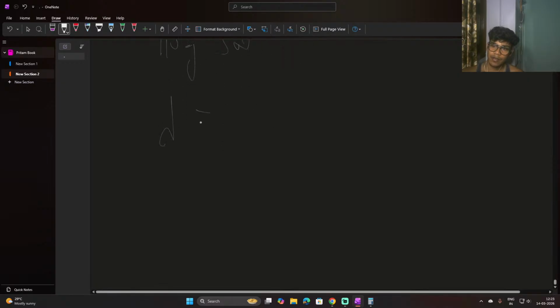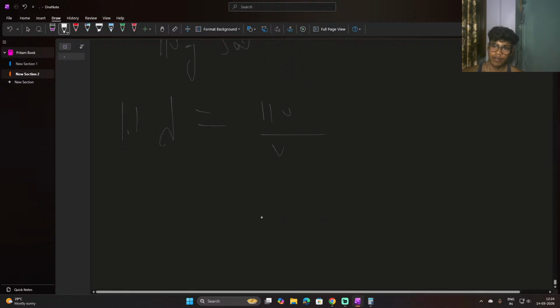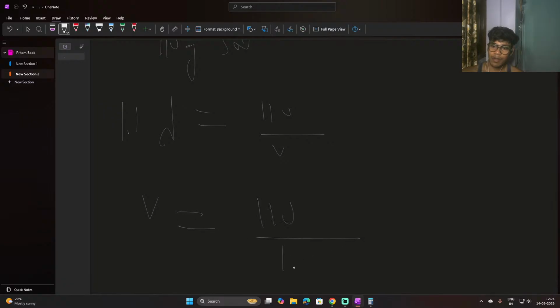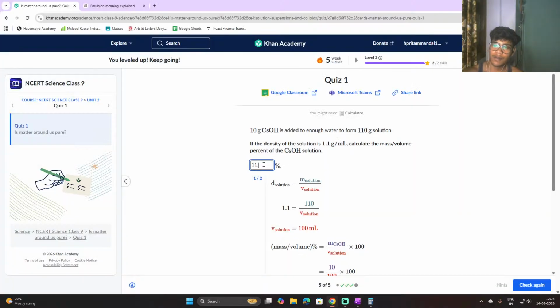So density equals 1.1, right? 1.1 density equals 110 gram over volume V. We have to find out the volume. So now V equals 110 divided by 1.1. We will find out 100 ml. Now use this 100 ml. Now we can use 10 divided by 100 into 100. 100 cancels out and 10 remaining, so 10 is the answer. So that is how it's done.